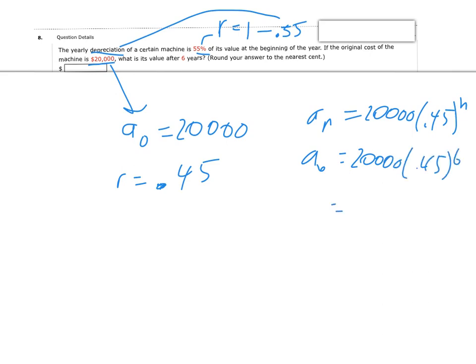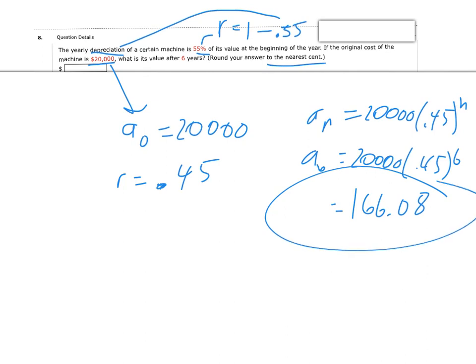I type that in my calculator, and it says round to the nearest cent, so I'm going to say 166.08 is going to be my answer for that one.